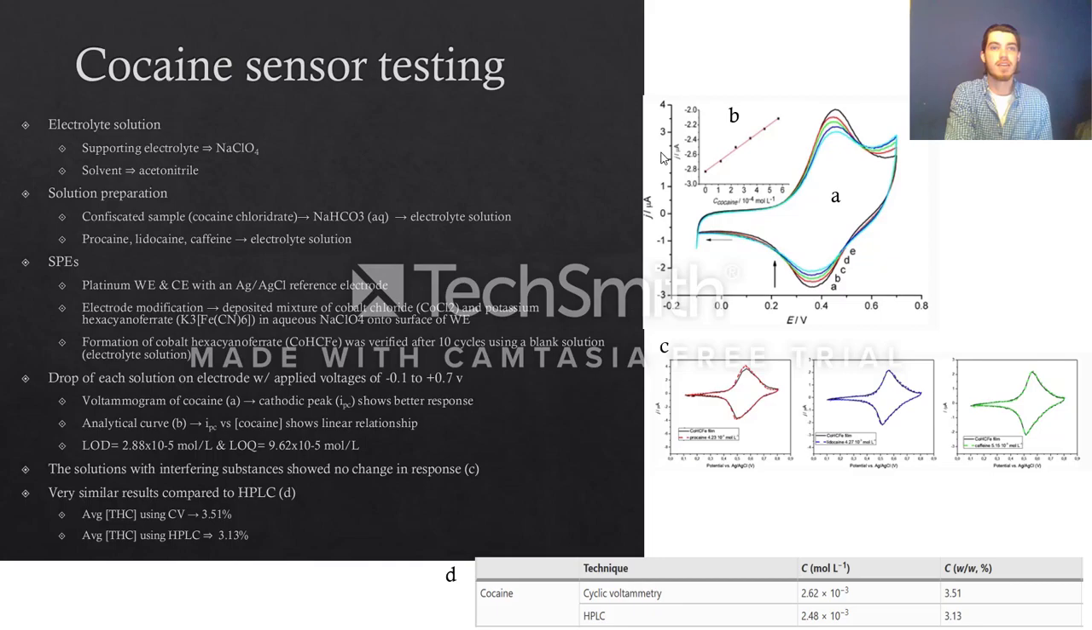For cocaine analysis, the electrolyte solution was prepared by dissolving the supporting electrolyte, sodium perchlorate, in acetonitrile as a solvent. Cocaine solutions were made by treating a confiscated sample, which comes in the water-soluble form of cocaine chlorhydrate, with an aqueous solution of sodium bicarbonate in order to remove the hydrochloric acid. The solution was then filtered, rinsed, and dried to remove the cocaine analyte, and then dissolved in the electrolyte solution.